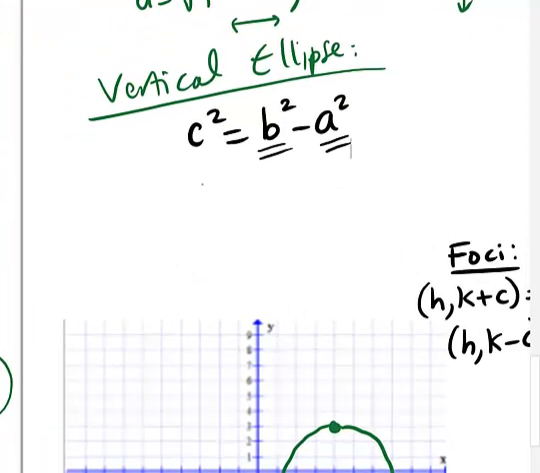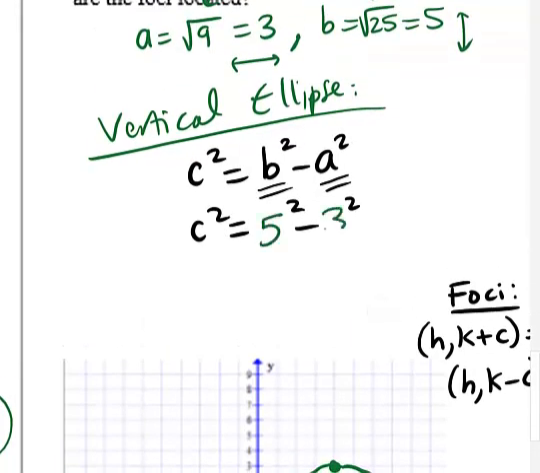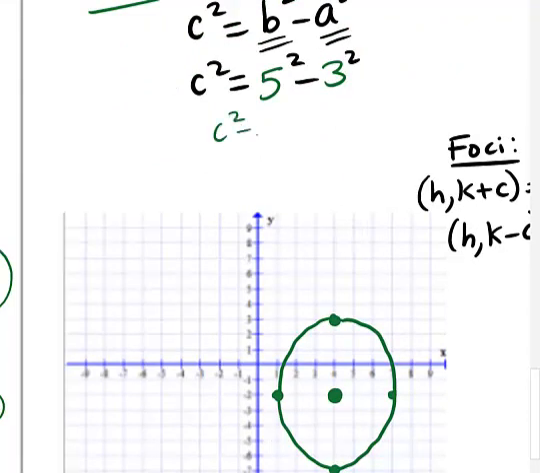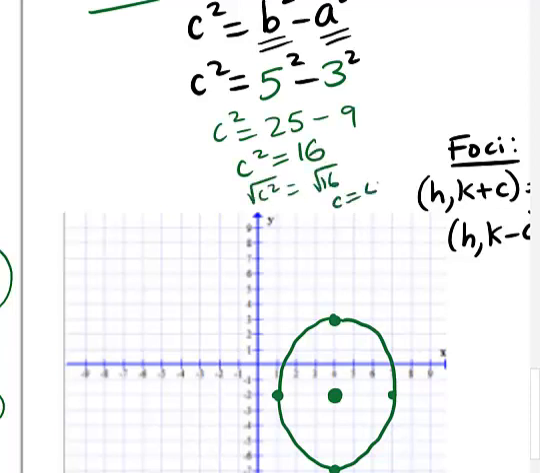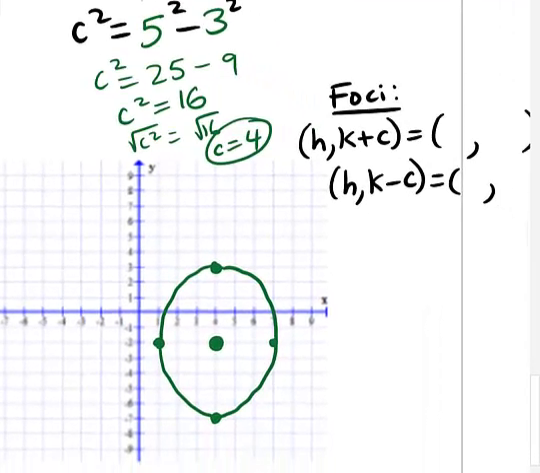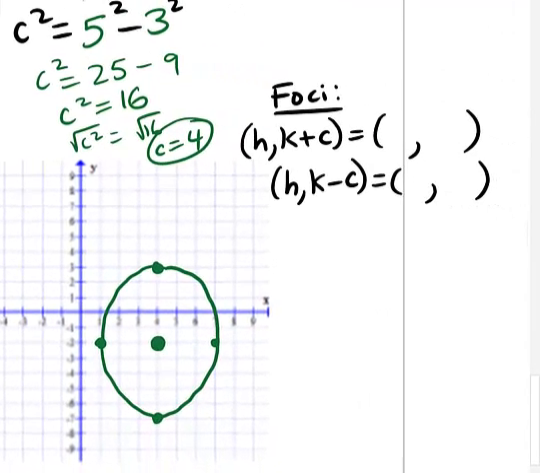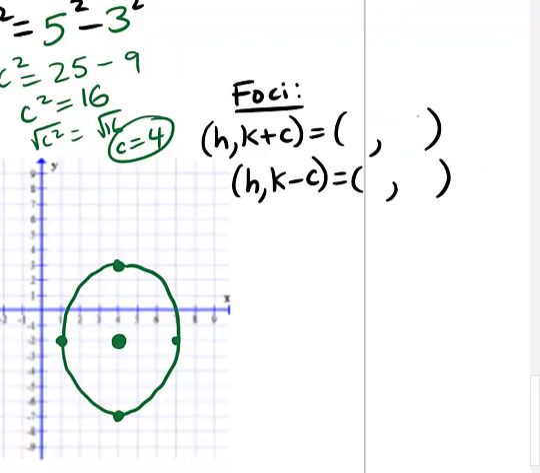Okay, let's see. I'll fill things in. c squared is b squared minus a squared. But what was our b? b was 5 and a was 3. So c squared is 25 minus 9, or 16. If I square root both sides, I get 4. And if you ever think, well, I thought when you square root both sides you have to put plus or minus. Yeah, but these values, a, b, and c, should always be positive. In other contexts we want to put a plus or minus, but here, no. So there's c. I'll fill that in.